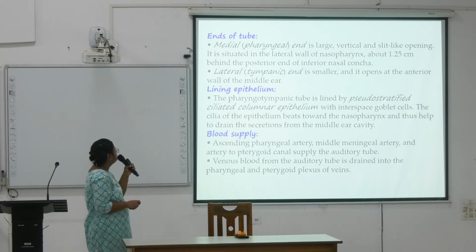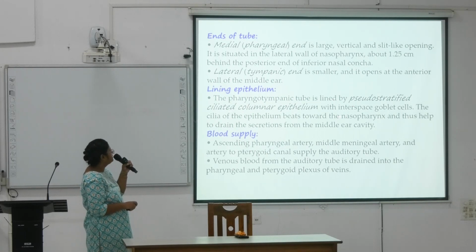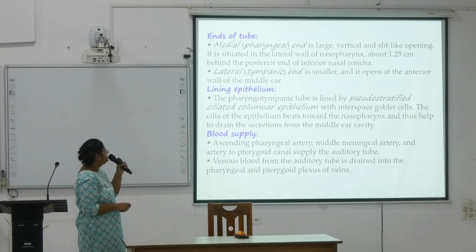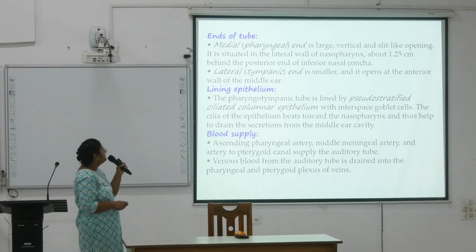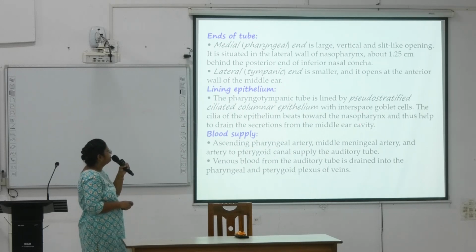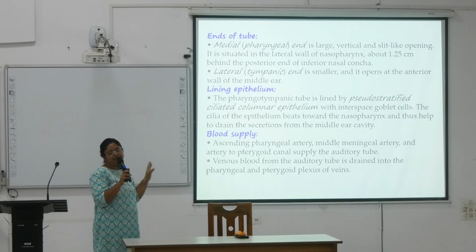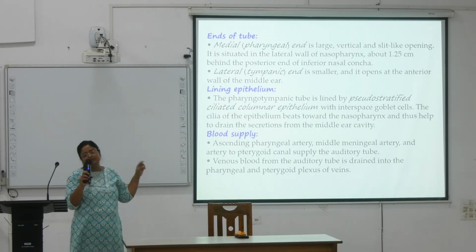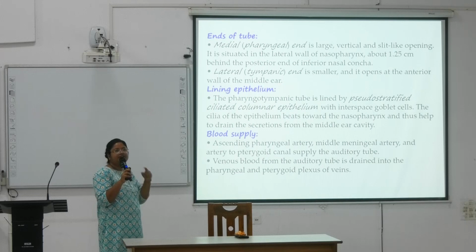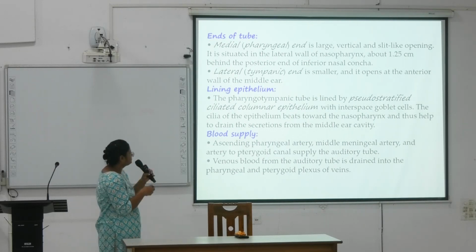Next is lining epithelium. Pharyngotympanic tube is lined by pseudostratified ciliated columnar epithelium with interspersed goblet cells, and the cilia of the epithelium beat towards the nasopharynx and thus help to drain the secretions from the middle ear cavity. Okay, so its function is maintaining the air pressure on two sides, and also secretion is drained into the nasopharynx via this beating of cilia present here.